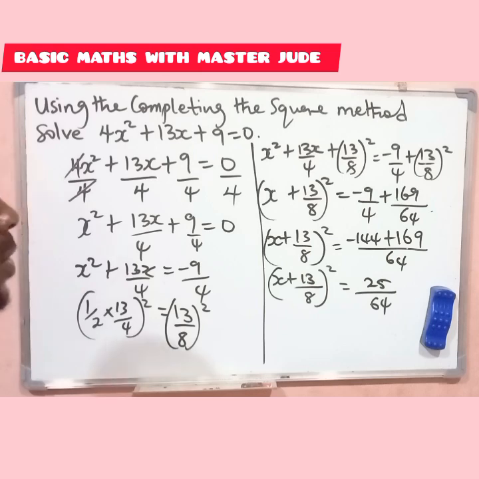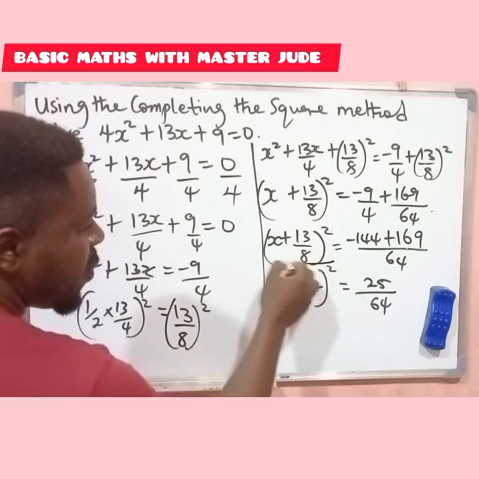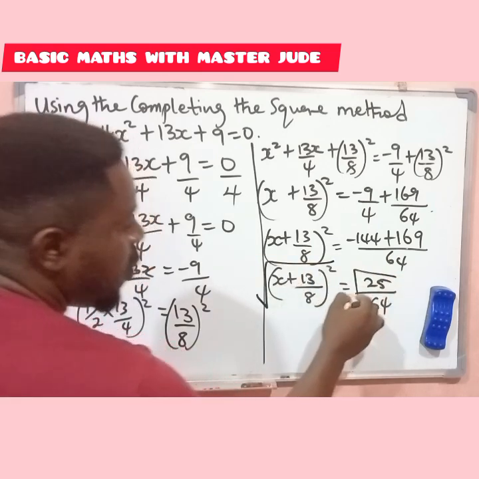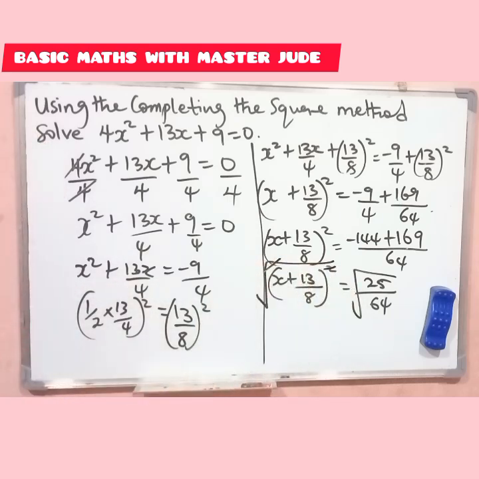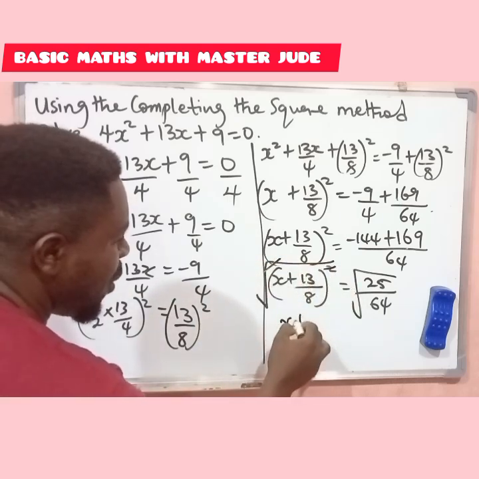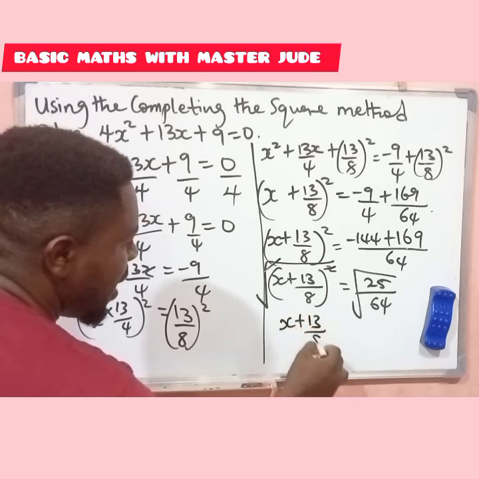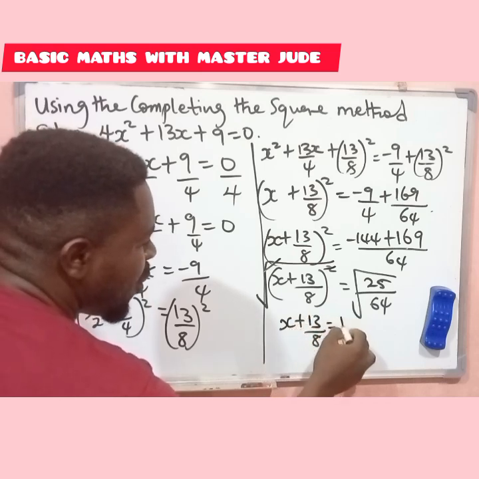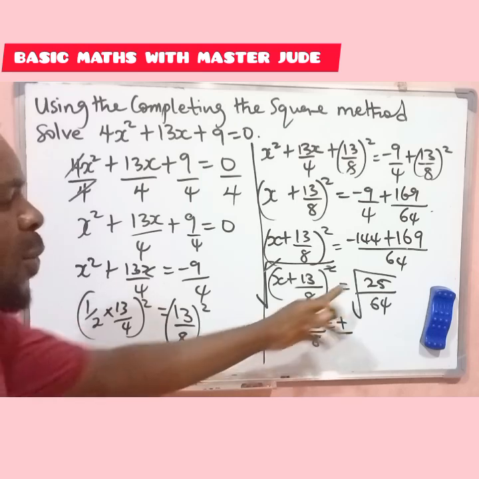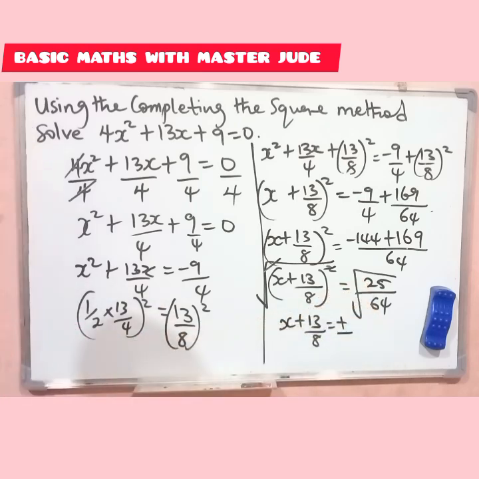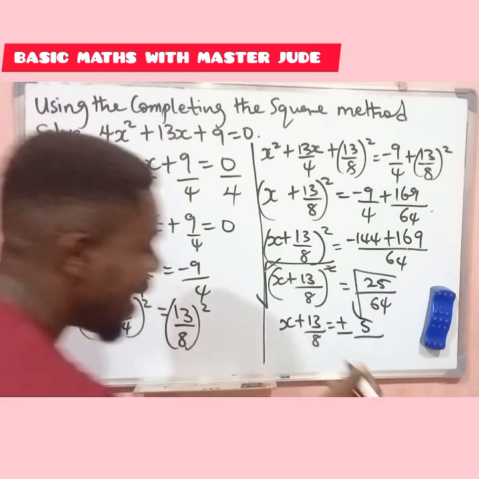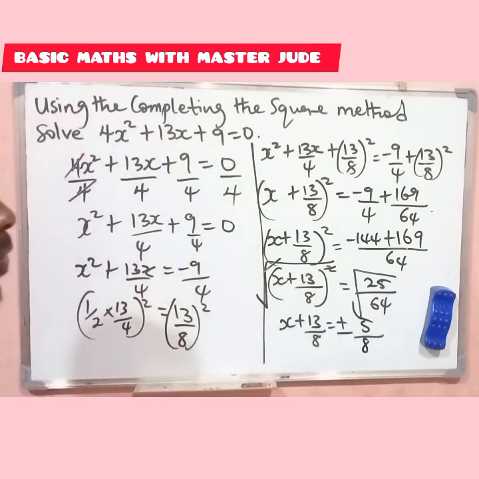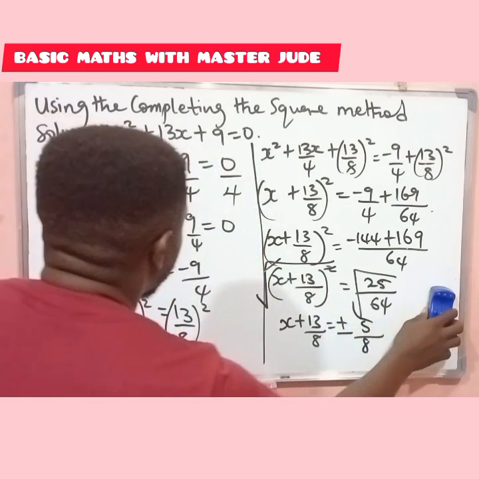Then to simplify further, we are going to take the square root of both sides. These two cancel the square root. You are left with x plus 13 over 8 is equal to plus or minus the square root of 25, which is 5, over the square root of 64, which is 8.